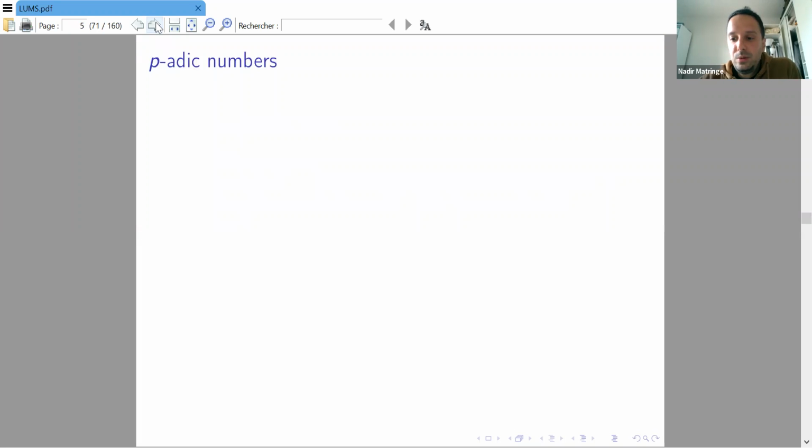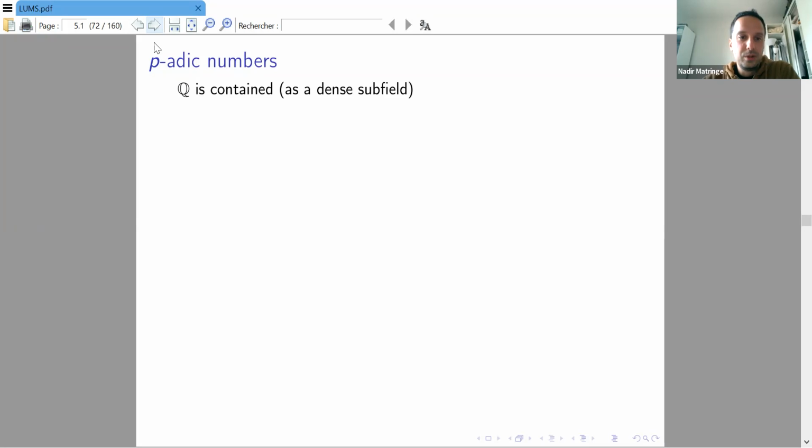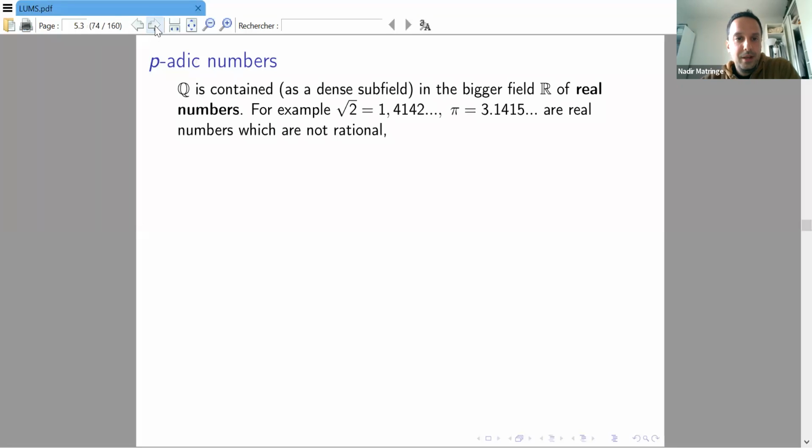So I want to introduce what are called p-adic numbers. But first of all, because p-adic numbers are quite similar in some sense to real numbers, I will recall the definition of real numbers to start with. So the field Q is contained as a dense subfield in the bigger field R. In fact, R is the completion of Q for the Archimedean absolute value. And so R is indeed bigger than Q.